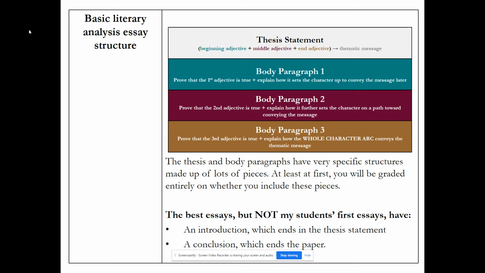A thesis statement will contain two things. It contains a character arc, or a reference to a character's development over the course of a story, and it contains a thematic message.